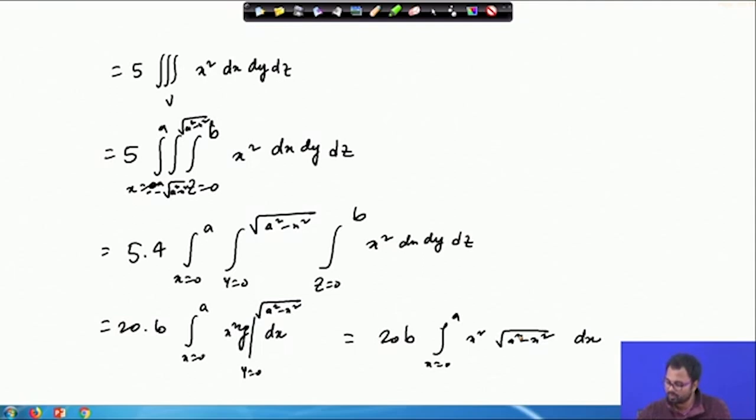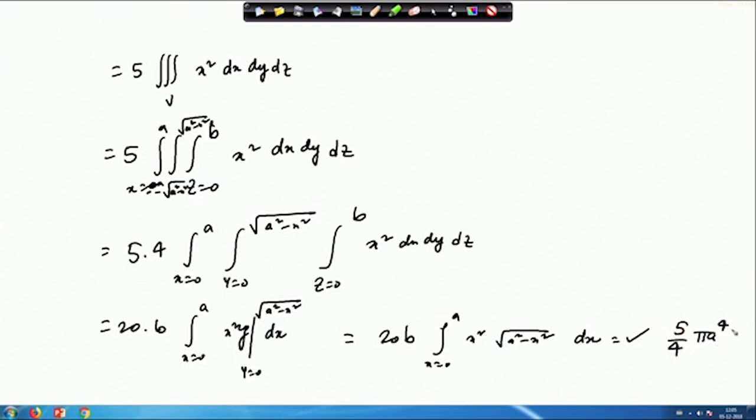So, I am leaving this task up to the students. I am pretty sure you can do that. And finally, the answer would be 5 by 4 pi a to the power 4 b. So, this will be the answer. Other than guessing the limits, the rest of the things are pretty much the same as what we have studied before. Obtaining this limit is not complicated, so I am pretty sure you can do that.